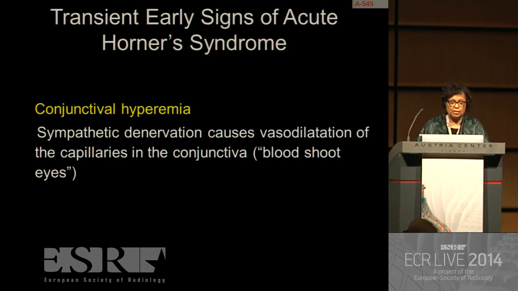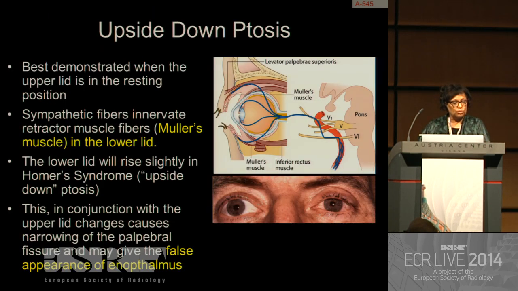So the early transient finding of acute Horner syndrome is conjunctival hyperemia. The sympathetic denervation causes vasodilatation of the capillaries in the conjunctiva, and then the patients will have what appears to be bloodshot eyes. The upside-down ptosis is, again, best appreciated when the upper eyelid is in the resting position, and the sympathetic fibers also innervate the retractor muscles in the Müller muscle in the lower eyelid. So what happens when the sympathetic innervation is interrupted? You get an elevation of the lower eyelid, a drooping of the upper eyelid, and a narrowing of the palpebral fissure, which makes it look as if the patient has an enophthalmos.